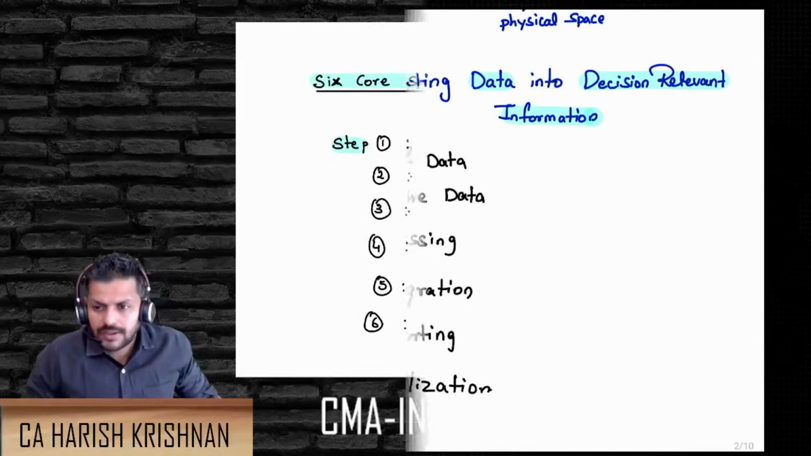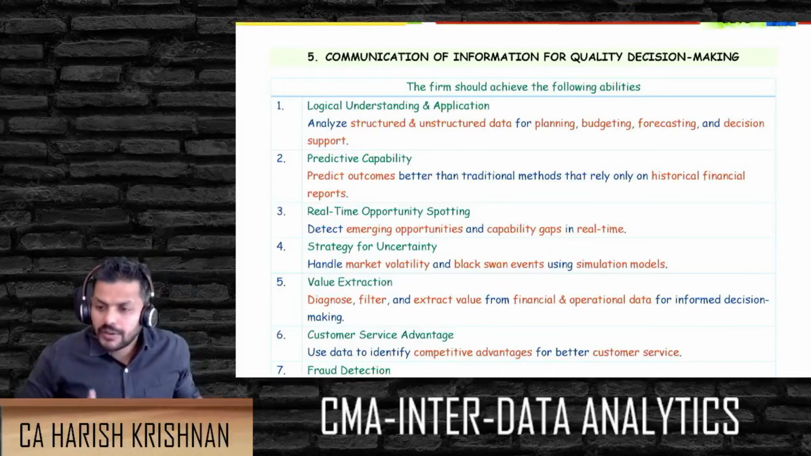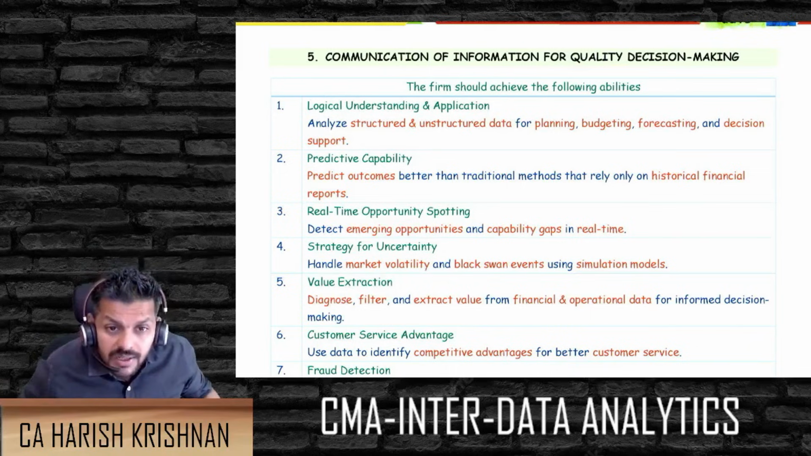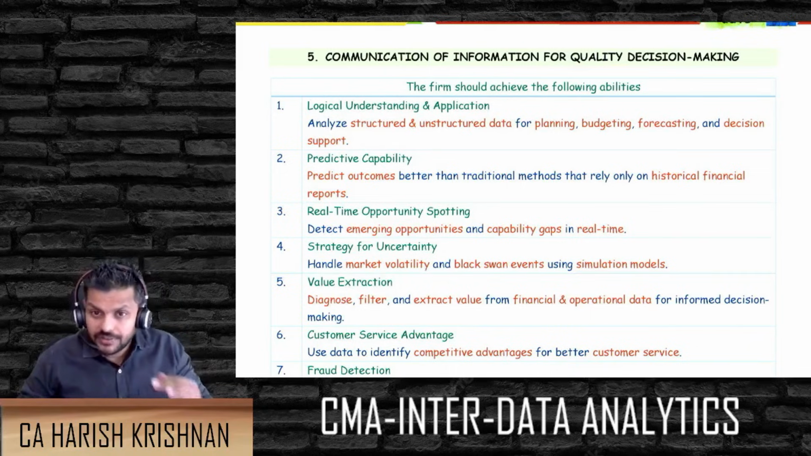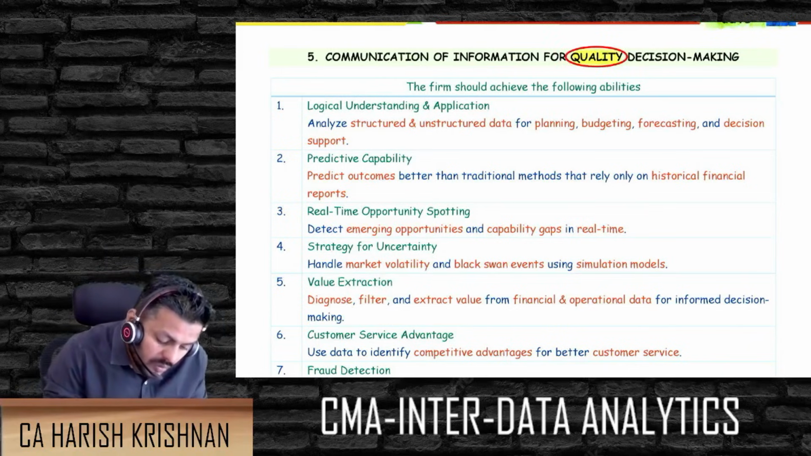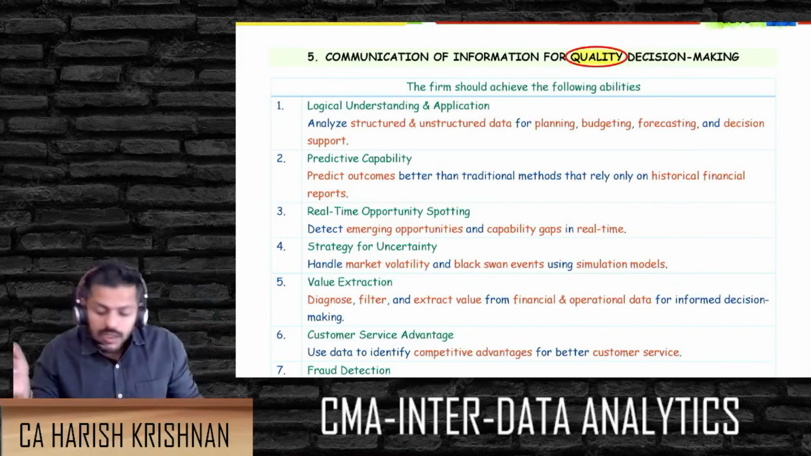Let us now move on to the next topic, where we will be talking about something very interesting, which is, now that you have information ready with you, communicating this information. Communicating this information is also a very important aspect, right? Let us see how to communicate the information for quality decision making, if you want to make quality decisions out of the story. Giving the right information to the right set of people is also very important.